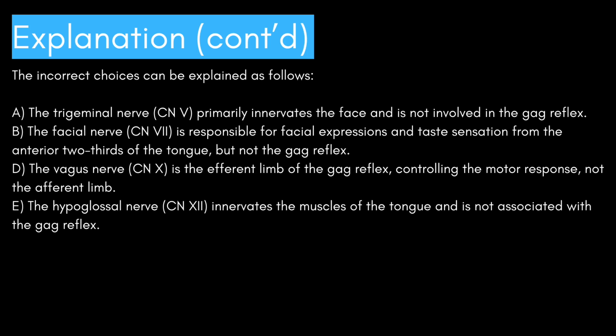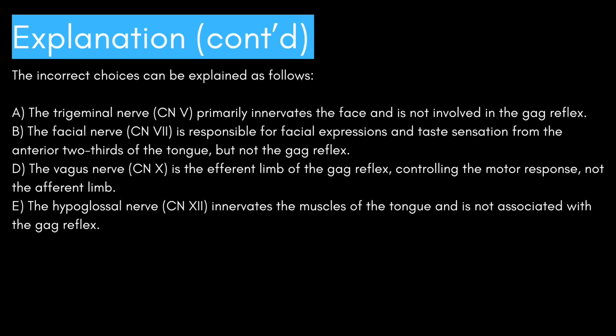A, the trigeminal nerve, cranial nerve 5, primarily innervates the face and is not involved in the gag reflex. B, the facial nerve, cranial nerve 7, is responsible for facial expressions and taste sensation from the anterior two-thirds of the tongue, but not the gag reflex. D, the vagus nerve, cranial nerve 10, is the efferent limb of the gag reflex, controlling the motor response, not the afferent limb. E, the hypoglossal nerve, cranial nerve 12, innervates the muscles of the tongue and is not associated with the gag reflex.